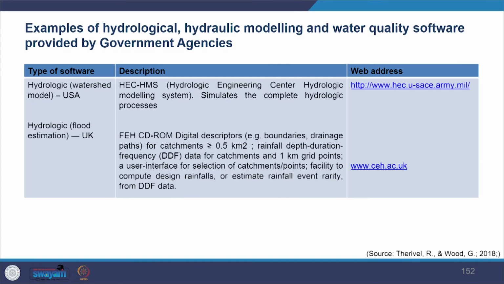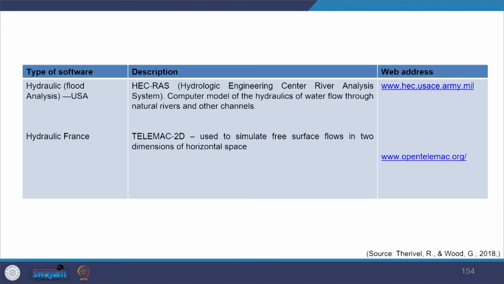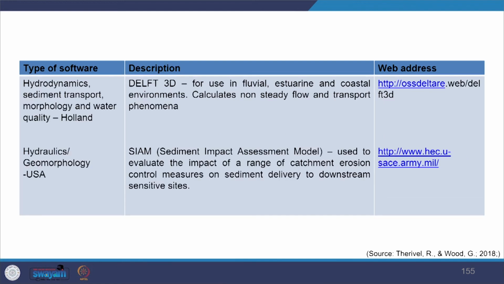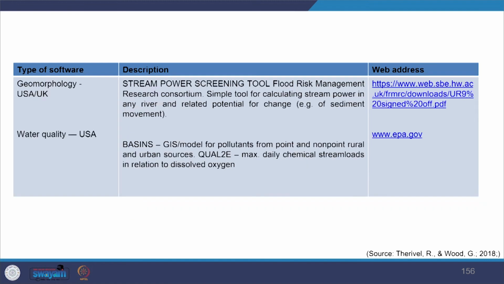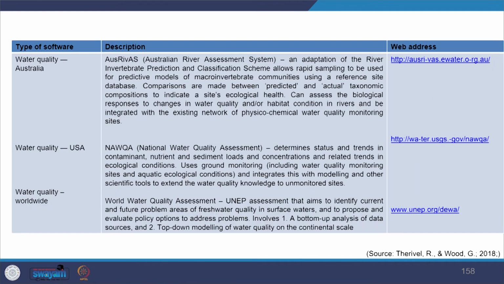So we see the Hydrologic Engineering Center's Hydrologic Modeling System, which is available for hydrologic watershed modeling and so on. We see the entire list here. We can also see WinFAB and all these software packages, which are provided for all purposes from different countries, and most of them are available in the public domain.